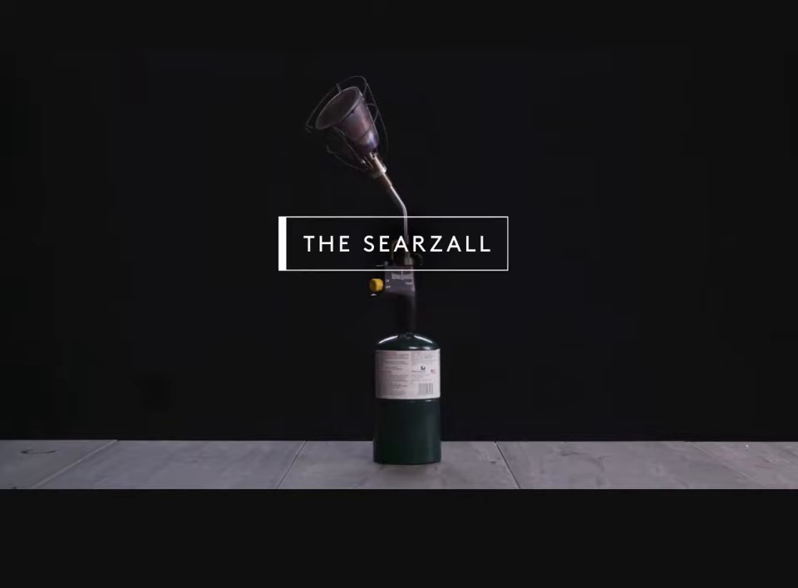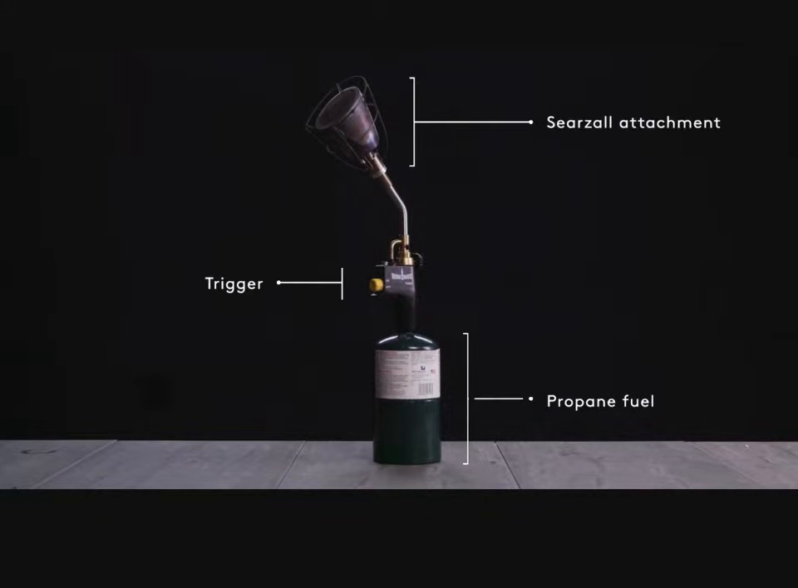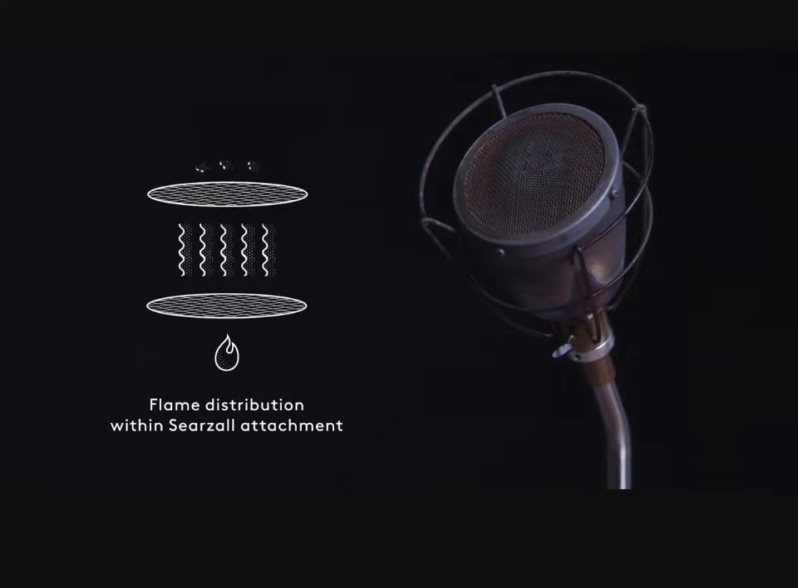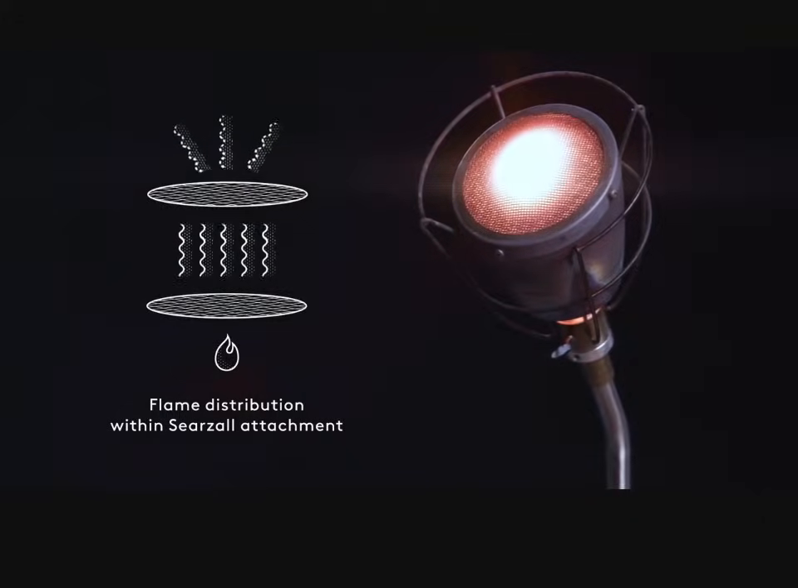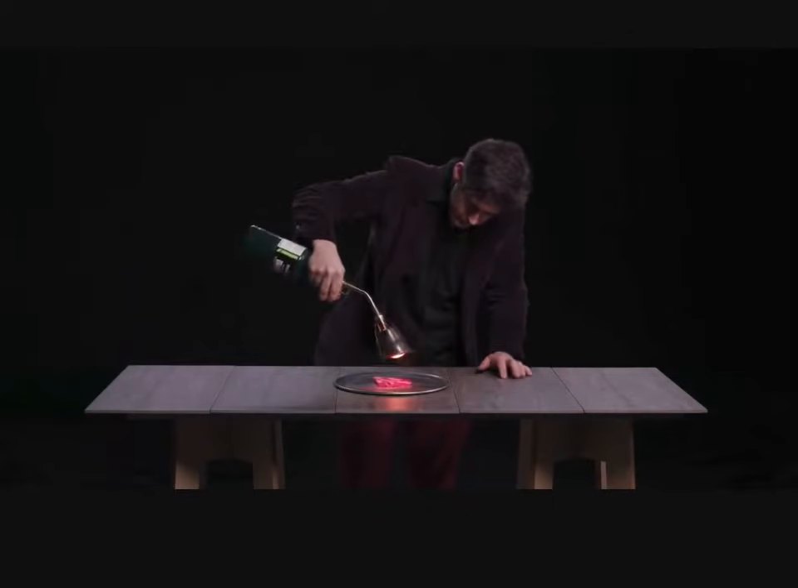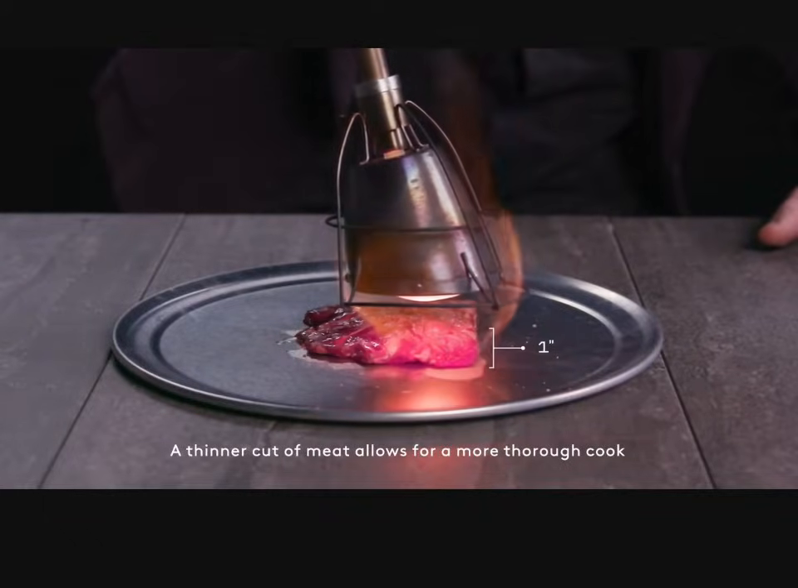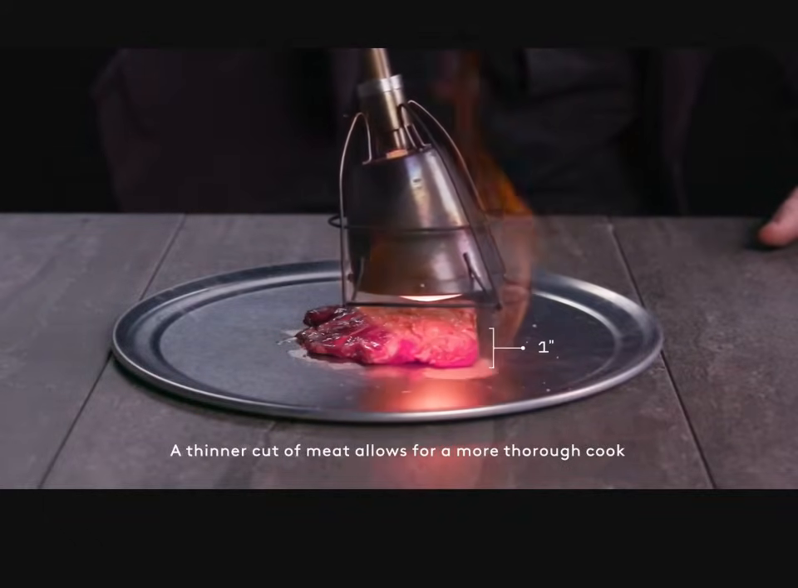This is the Searsol. The Searsol is an attachment that actually converts a regular blowtorch into more of a handheld broiler. Torch flames hit the first screen really fast and spread out, and then we actually have a second screen that spreads it out and evens it out even more. I'm using the Searsol to sear this piece of meat, and you'll notice that this steak is very thin, which means I can actually cook it all the way through with the Searsol, which wouldn't be normal for a thicker steak.